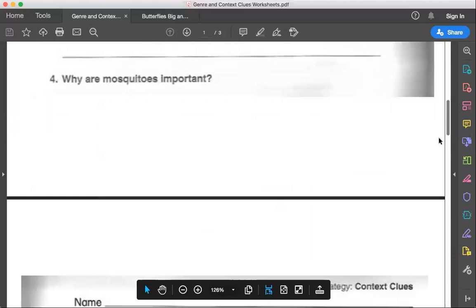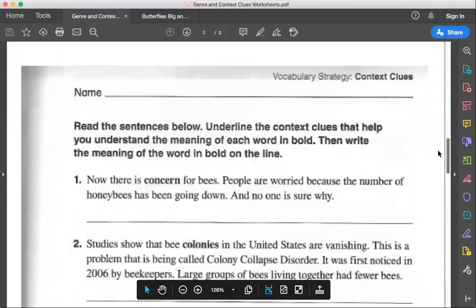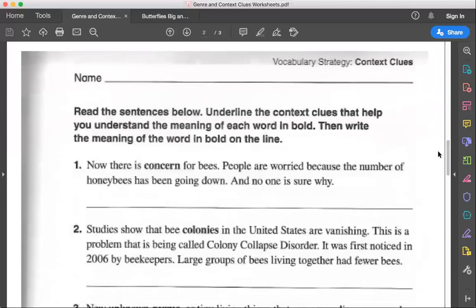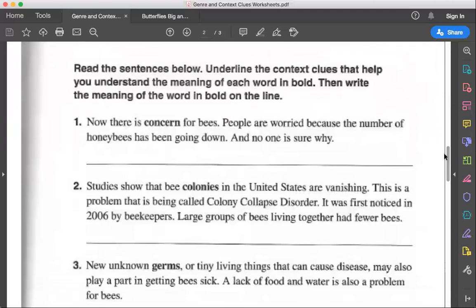Now let's continue to context clues. Remember, if Mrs. Bond ever goes too fast, you can always pause the video or go back and listen again. When you're ready, you can play the video again. Read the sentences below. Underline the context clues that help you understand the meaning of each word in bold. Then write the meaning of the word in bold on the line.